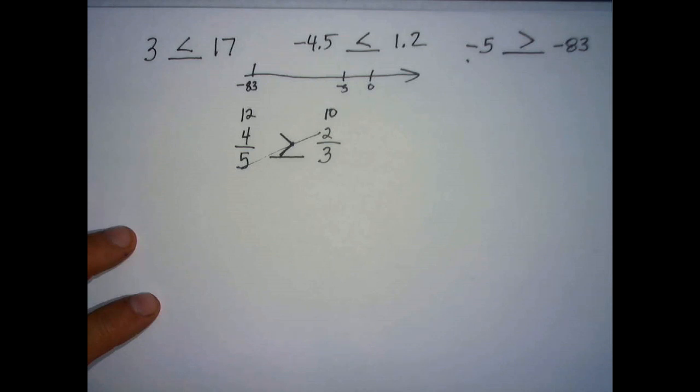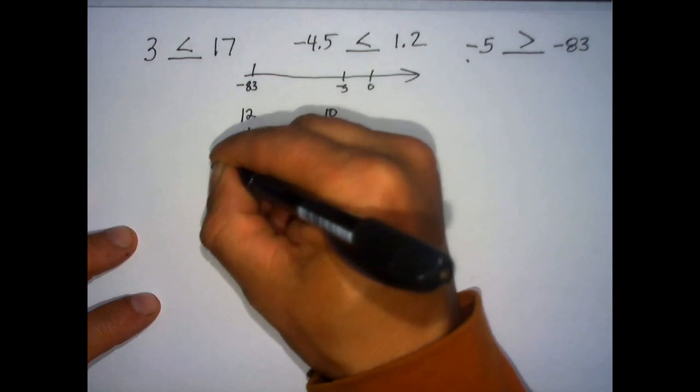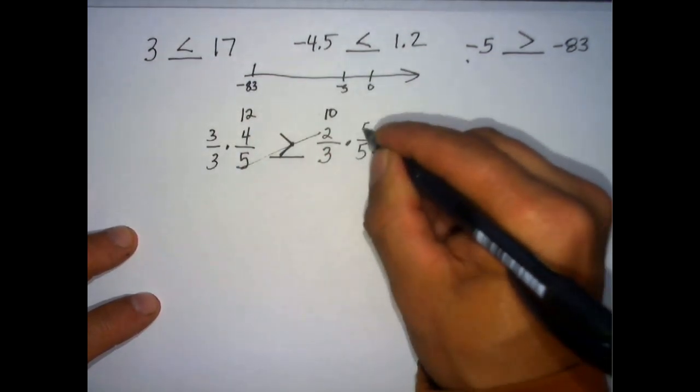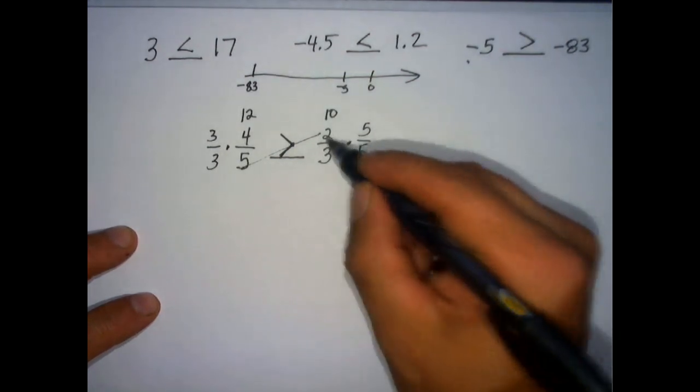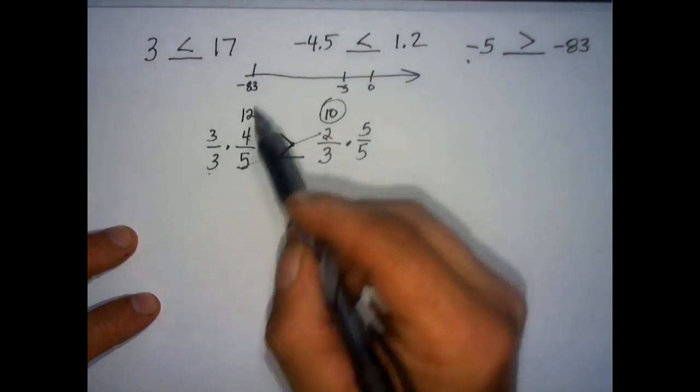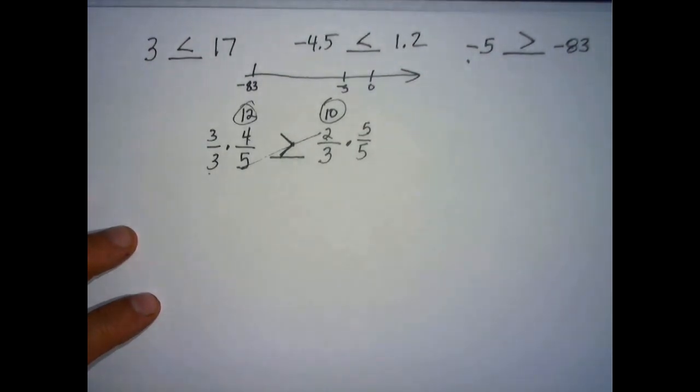Okay. But we can prove it here. If we multiply this by 3 over 3, and we multiply this by 5 over 5, which is what we're doing, 2 times 5 is 10 and 3 times 4 is 12. So that's what you're doing, really. But you're kind of not finding the least common multiple. That's the only thing. The numbers could get big, but that's okay.